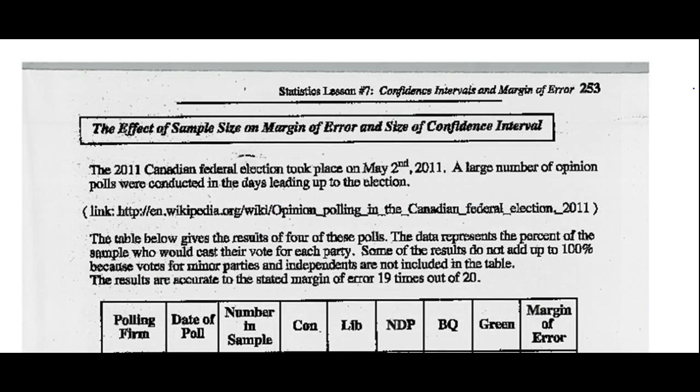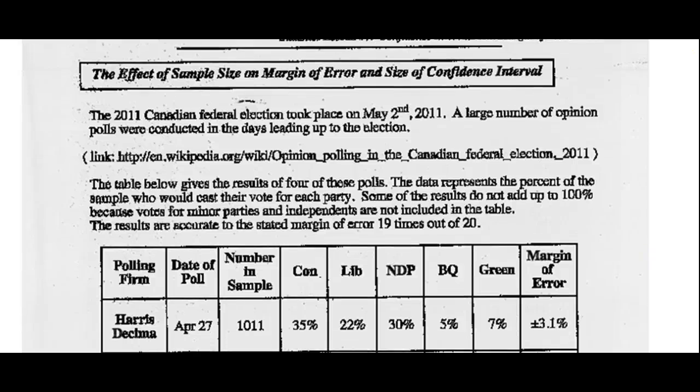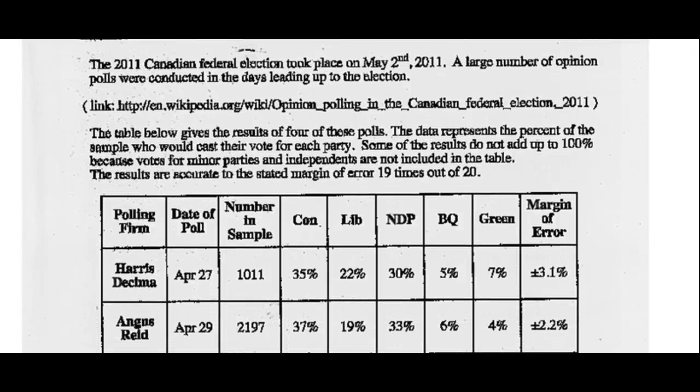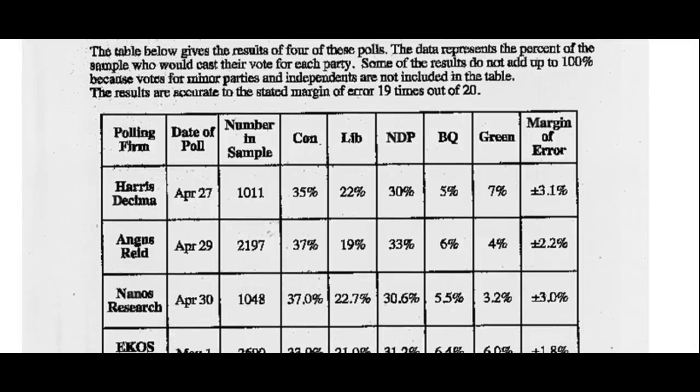All right, so let's see the effect of sample size on margin of error and the size of the confidence interval. All right. So the 2011 Canadian federal election took place on May 2nd, 2011. A large number of opinion polls were conducted in the days leading up to this election. The table below gives the results of 4 of these polls. The data represents the percent of the sample who would cast their vote for each party. Some of the results do not add up to 100% because voters from minor parties and independents are not included in this table. The results are accurate to a stated margin of 19 times out of 20. We know that to be a 95% confidence interval. All right, 95% confidence level.